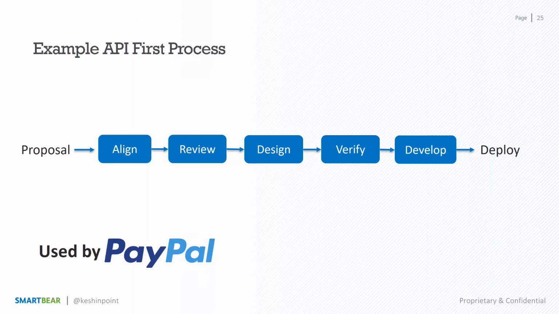Remember, as I mentioned before, in the code-first approach, the API exists as a layer. It doesn't exist with the full app implementation. You're actually designing the interface first. So you design the API interface, and finally, you verify that it meets all the right requirements and guidelines, and then finally you develop and deploy that API. So this is something which is used by PayPal.